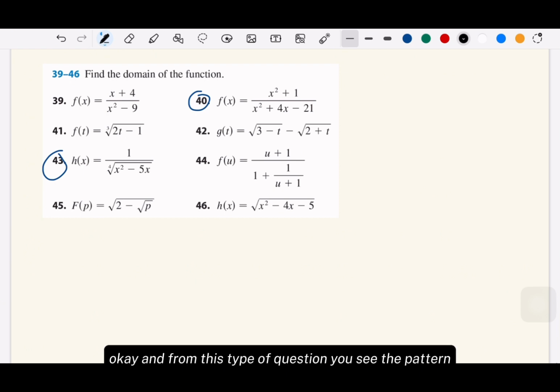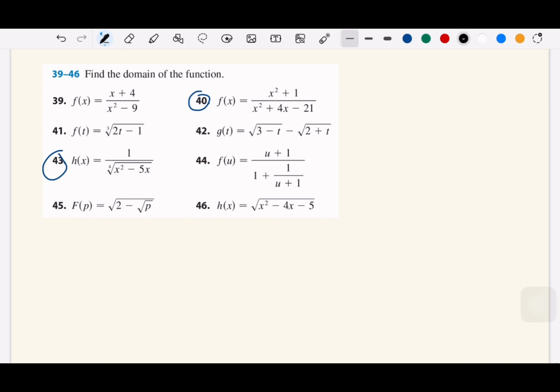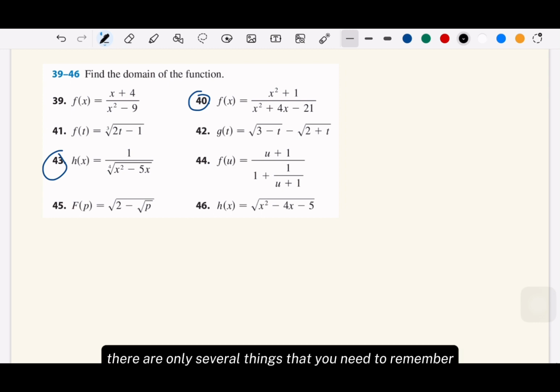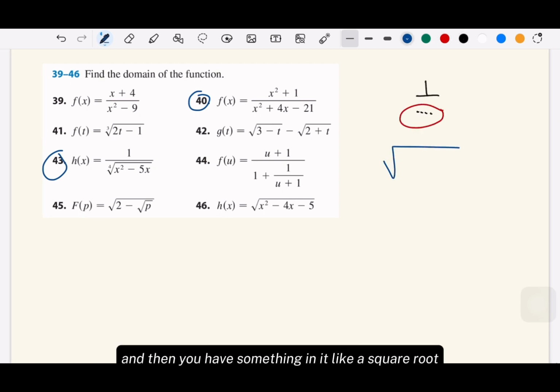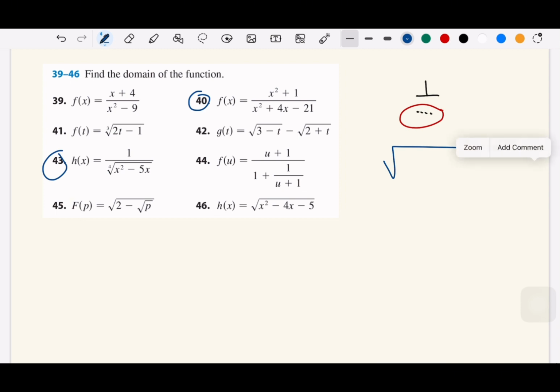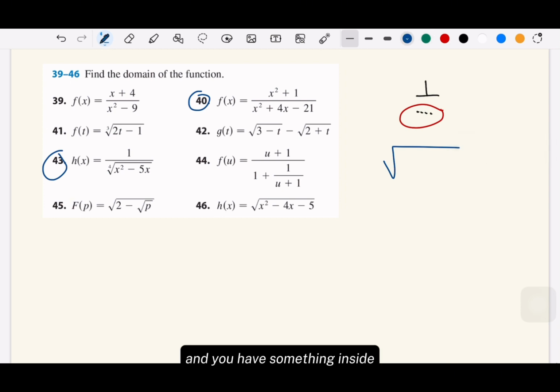Okay, and from this type of question, if you see the pattern, there are only several things that you need to remember. The first thing is rational. So if you have something like this on the denominator, and then you have something in it like a square root, and you have something inside, right? And later, maybe not in here, you have also the log, right?